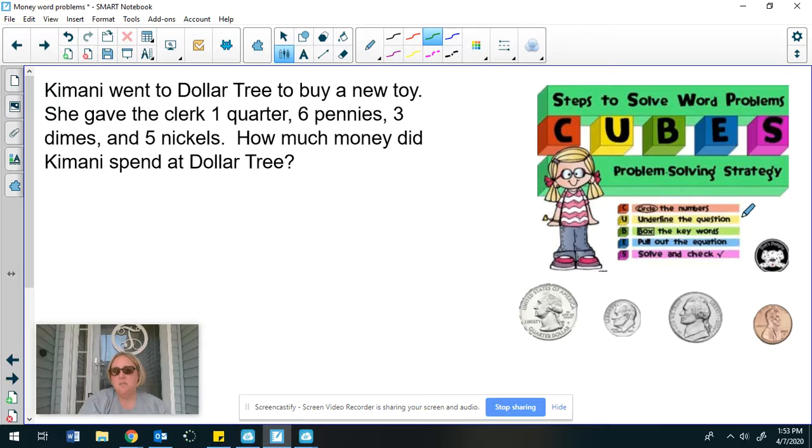So, according to my chart, I'm going to circle my numbers first. So, Kamani gave her 1 quarter. She gave her 6 pennies. Sorry, there was a bug. She gave her 3 dimes. And she gave the clerk 5 nickels.